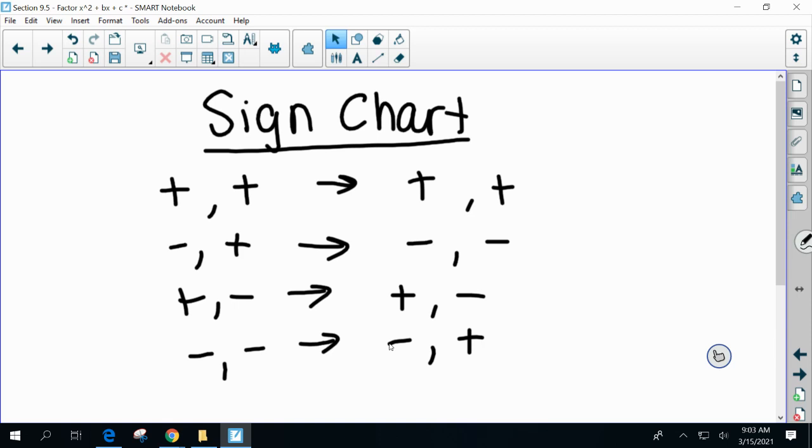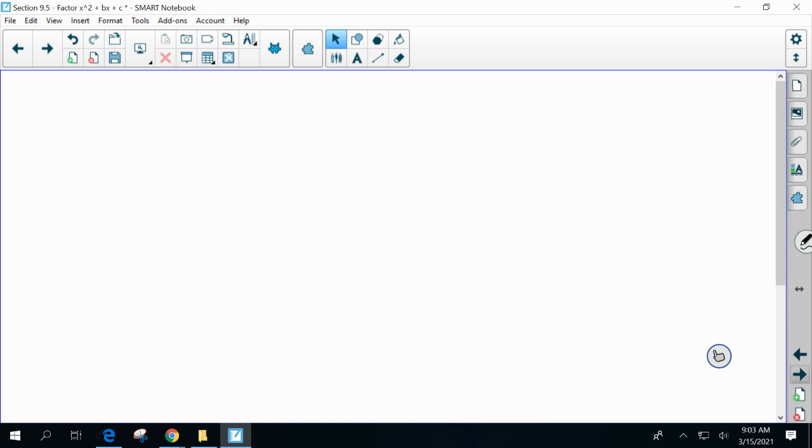So we're going to refer to this. On the left-hand column is what signs are in the trinomial to start with. On the right-hand column is what signs you're going to put in your two binomials. Okay, so it's like a starting point on how to factor. So for your first problem, it's x squared plus 3x plus 2. Looking at your trinomial, your signs are plus plus. So if you look at your chart, that means our binomials are going to be plus plus.